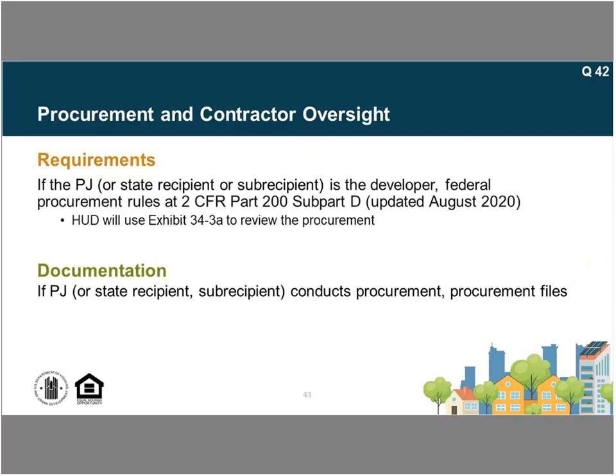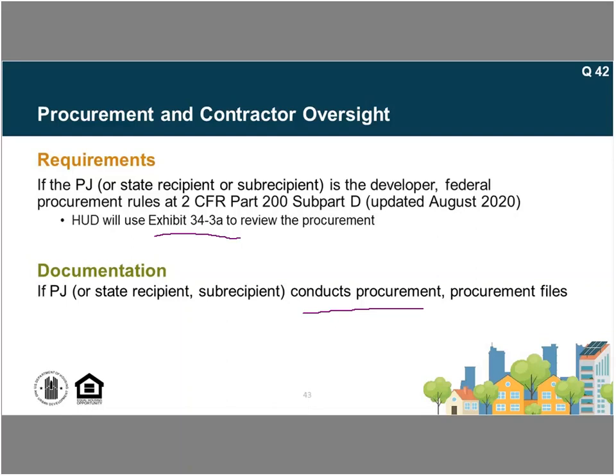And HUD will use this Exhibit 34-3A, this is their guide for review for procurement, to ensure that this is being followed correctly. So what the documentation is, you want to make sure that you have procurement files. You'll probably want to go and look at 2 CFR 200. The procurement sections start around 200.317, and then they run, depending on if you're a state or what type of method of procurement you're following, anywhere from 317 to about 324.